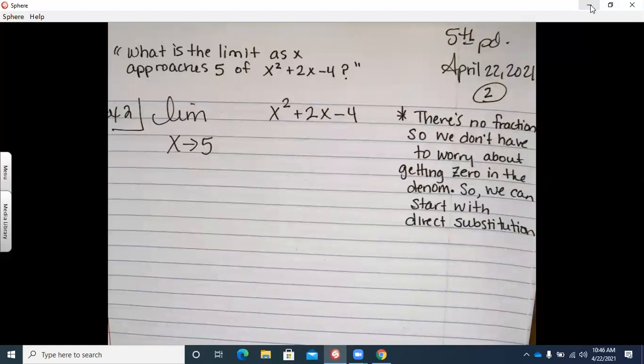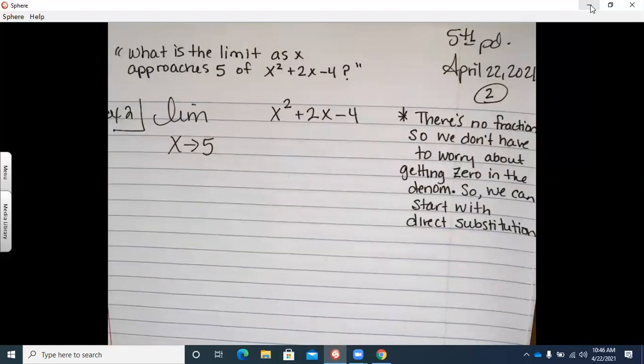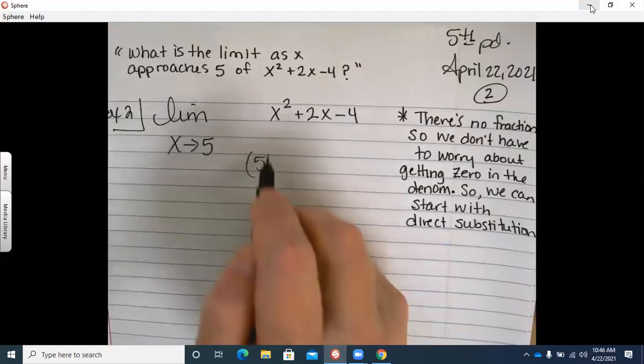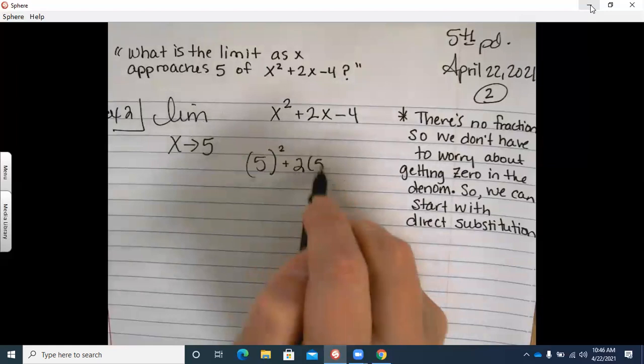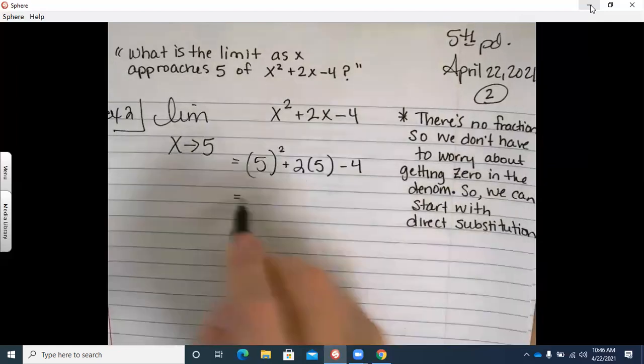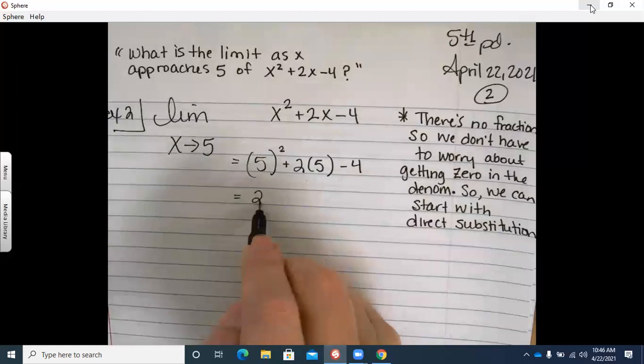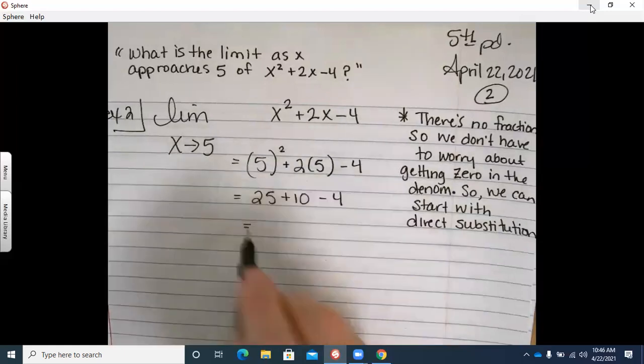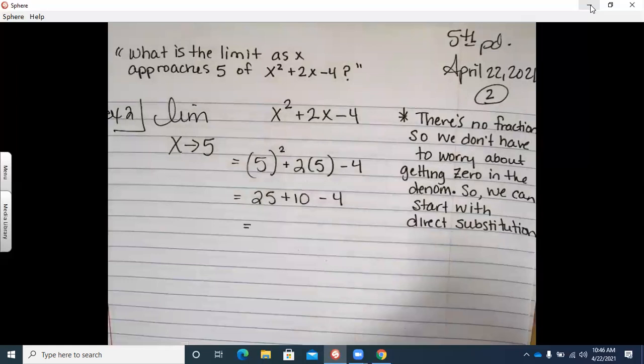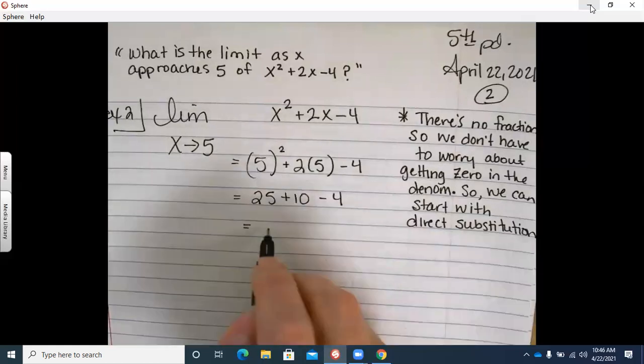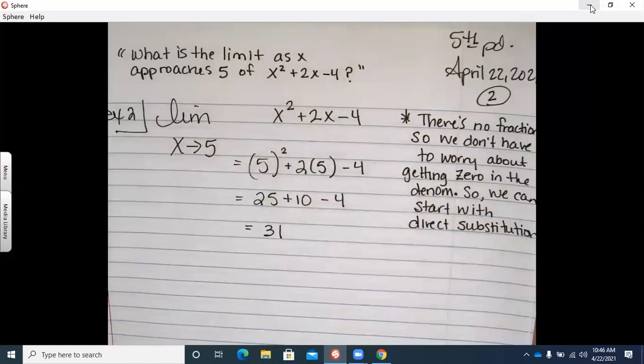Coolio. That's nice when that happens. When you can just go ahead and substitute in the number and take off, then awesome. So we'll do 5 squared plus 2 times 5 minus 4 equals 25 plus 10 minus 4. 25 plus 10 is 35. 35 minus 4 is 31. So as x is approaching 5, y should be approaching 31 if we were to graph this. Well, that's easy.